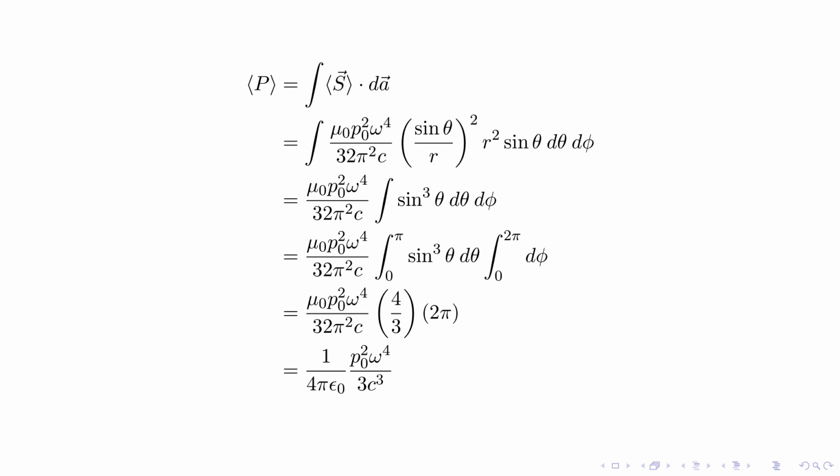The total power emitted is found by the integral of S over the surface of a sphere with radius r centered on the dipole. So the average power emitted is going to be the average of the S vector all across the surface of a sphere. Obviously this factor can just fly out of there. Sine theta over r squared: we have an r squared from the surface of a sphere integral, so these two cancel. We're left with the sine cubed theta d theta d phi.